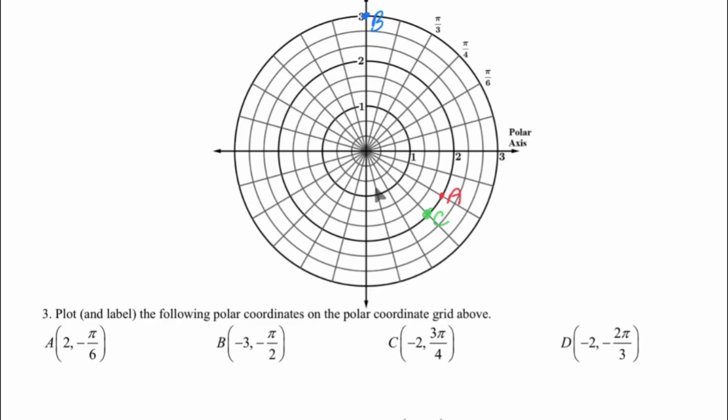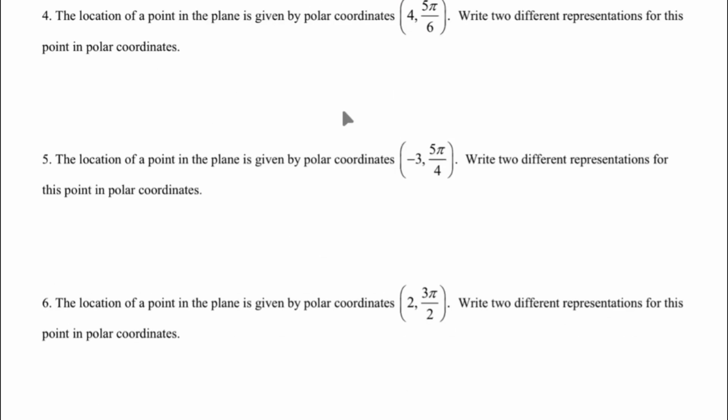And then D, -2 and -2 pi over 3. So 2 pi over 3 normally is here, this second line after pi over 2. If we go clockwise, it should be the second line to the left of the line reflecting pi over 2, which is 3 pi over 2. So it's this line right here, and we are on 2, but -2, so we're reflecting it here to pi over 3. So D is here. And that is number 3. So moving on to number 4.